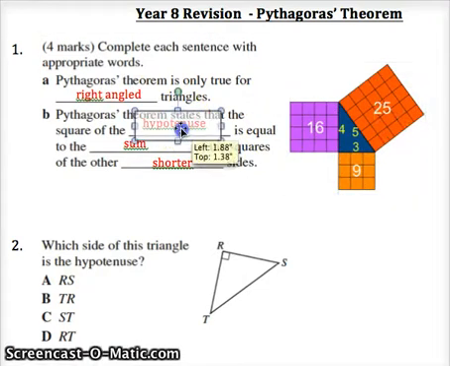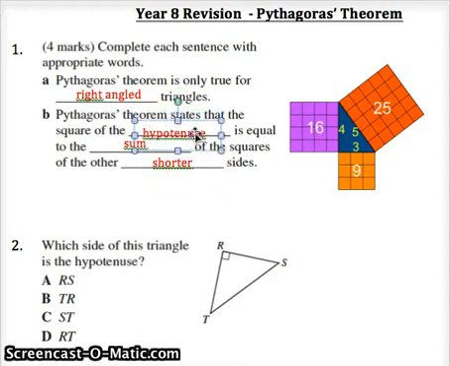That's why Pythagoras' theorem states that the square on the hypotenuse is equal to the sum of the squares on the two shorter sides. So if you just try and remember that diagram, that should help you remember the rule.